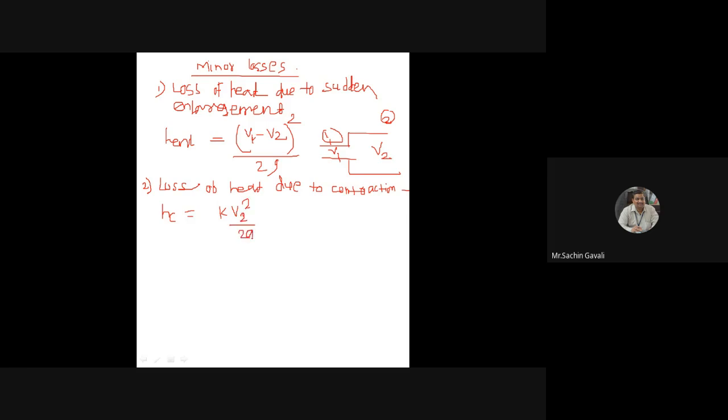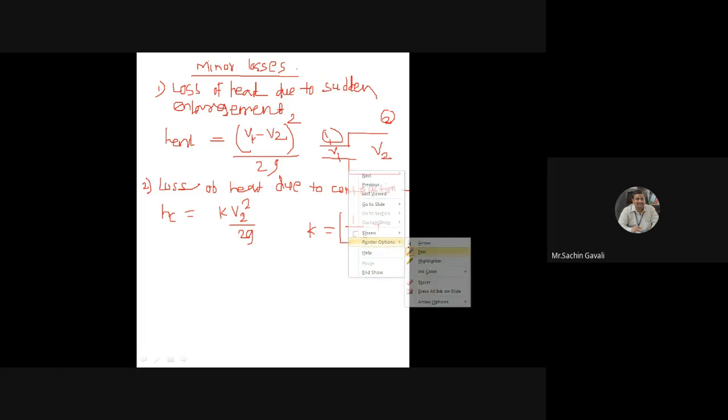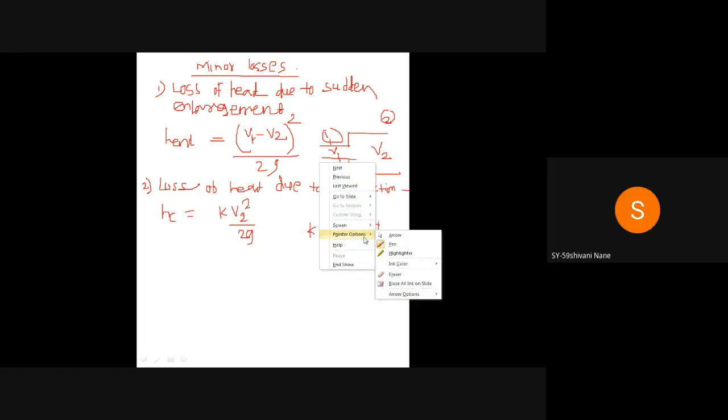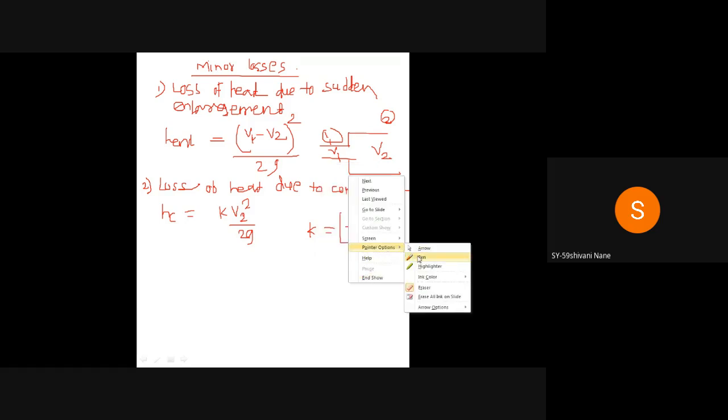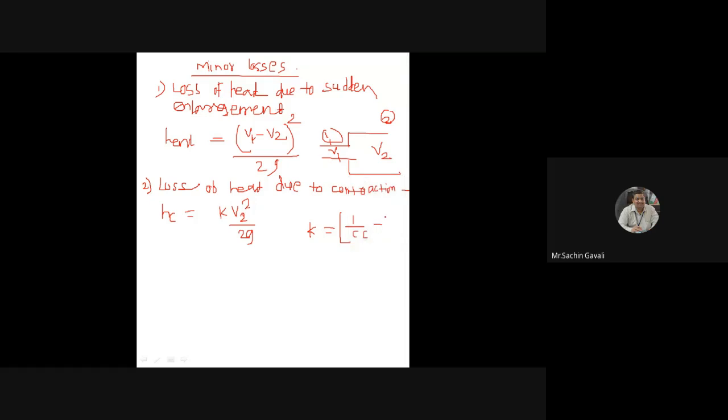It depends on the coefficient of contraction, where K is equal to (1 upon Cc minus 1) whole square. Am I right? 1 upon 0.62, the value of Cc being 0.62, minus 1, bracket square. When Cc is taken as 0.62, that also we should remember. When Cc is equal to 0.62, K will be what?